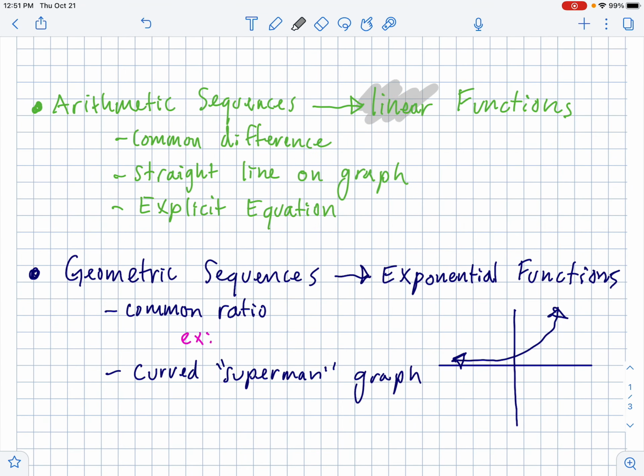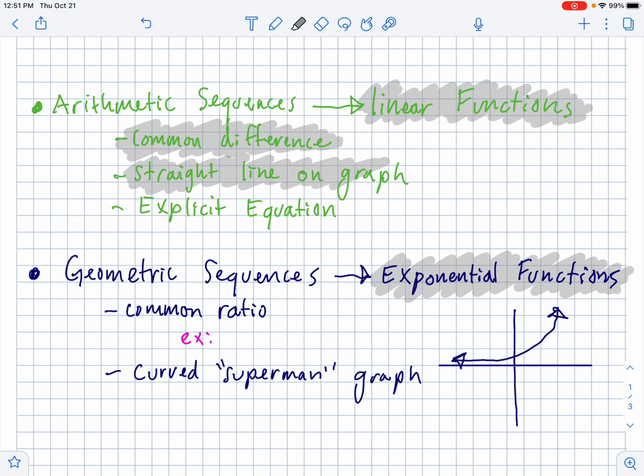We've been focusing a lot on arithmetic sequences and geometric sequences, but in this unit, arithmetic sequences have been referred to as linear functions. Geometric sequences have been called exponential functions. Remember, with arithmetic sequences, you should be able to spot a common difference. That's the number that's being added or subtracted. If you were to plot the points on a graph, they should make a straight line with a common change. And you guys should know by now how to make an explicit equation out of those.